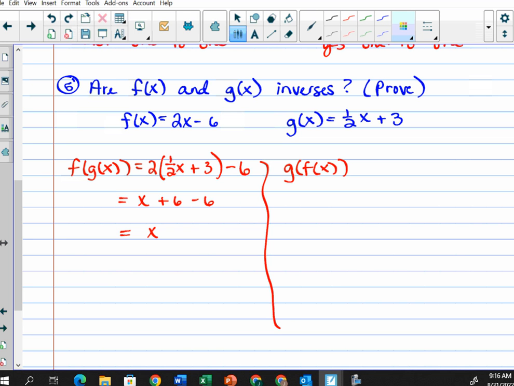We have to check the other one too. Now, guys, if you do the first one and it's not x, you don't have to do the second one. You can just say right there, these are not inverses, and hopefully you didn't make a mistake in your math. If you swapped the x and the y and then solved for y, you would not get credit for that. That is a way to find an inverse, and we're going to do that, but it is not the way to prove it. Proving is with composition.